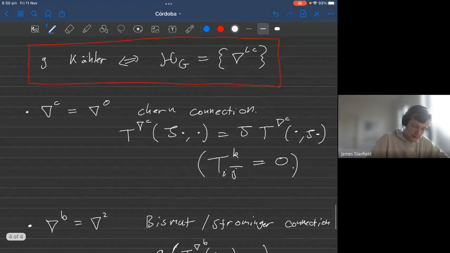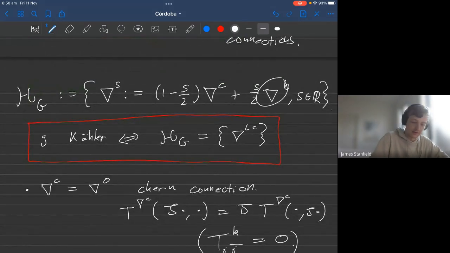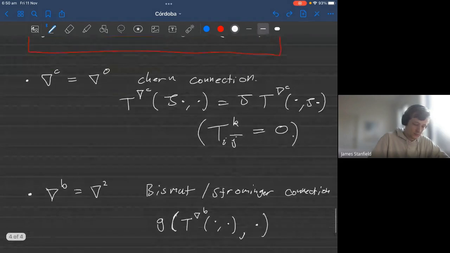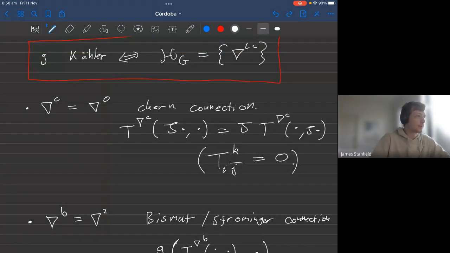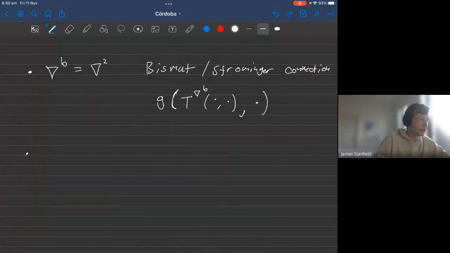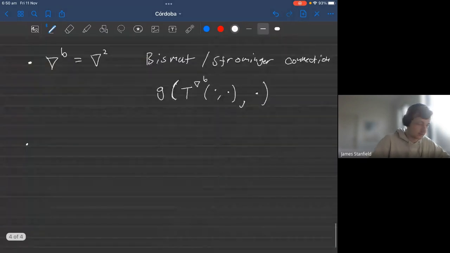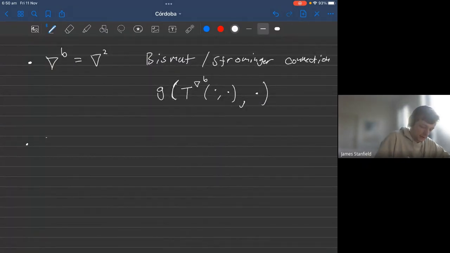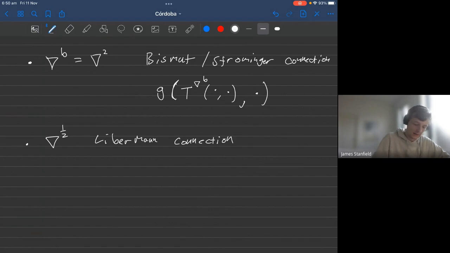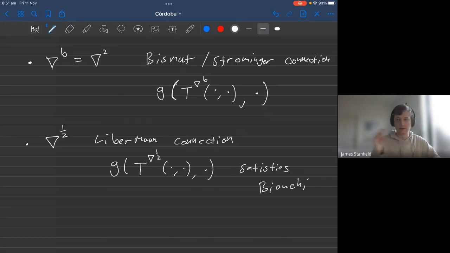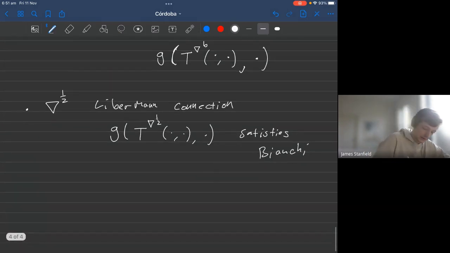So it's nice that it lies on this line. I guess it's not so surprising because it defines the line. So two things being collinear, I guess, is not so surprising. But what's very surprising is that there are many other distinguished connections on this line that all happen to be collinear with these two. So if I look at S equals 1/2, I'll call this the Lichnerowicz connection. And this is the unique connection such that the torsion satisfies the Bianchi identity. Okay, so you take a cyclic sum and it vanishes. So interesting that it lies on the line.